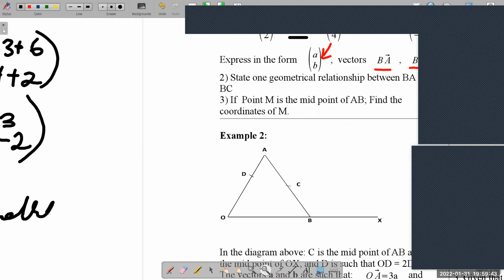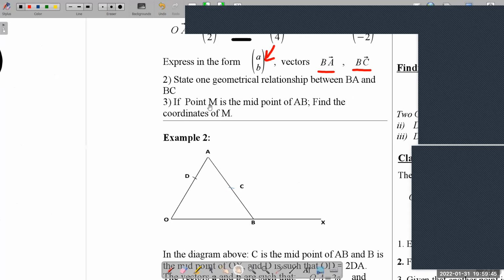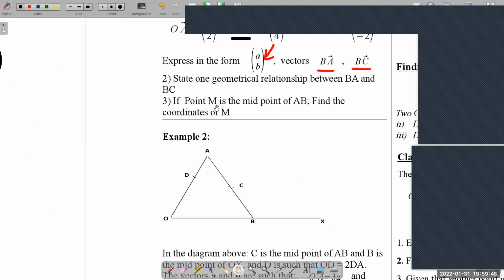Oh, look at this here now. 3. If point M, remember I told y'all to always do this. If point M is the midpoint, how do you find the midpoint of anything, my awesome people? How do you find the midpoint of something? What does the midpoint mean? If you're finding something in the middle, what do you have to do? You have to divide by 2. Agree or disagree?